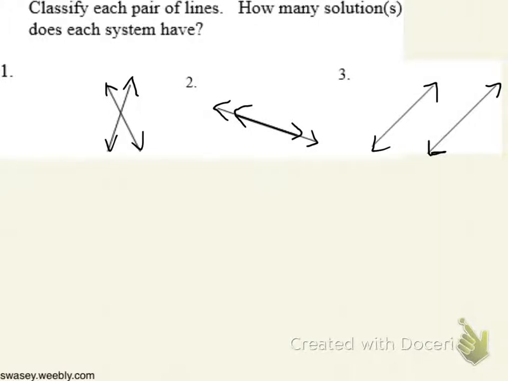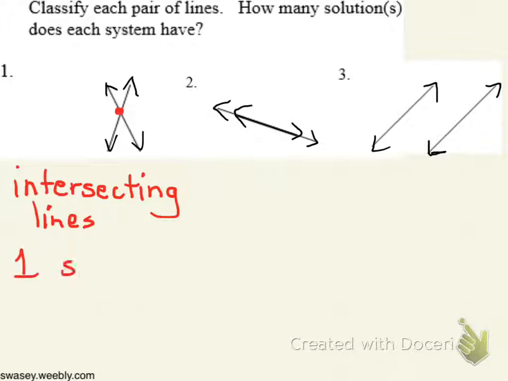Alright, on these three we're going to classify the pair of lines, like name it, what type of lines they are, and then we'll list how many solutions each system has. So for the first pair of lines we have intersecting lines. They have one point in common, so it's one solution.